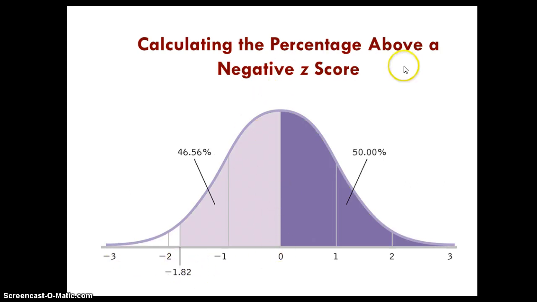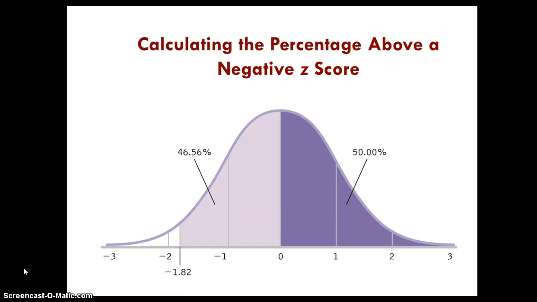If we wanted to know what percent fell above a negative Z-score, you can see why it might be important to draw some of these pictures. You still have the same cutoff here, but when we start talking about above a negative Z-score, then we have to add in this whole half of the distribution that we're not working with, and we have this 46.56% that's mean to Z. So that gives us 96.56% of the scores fall above a negative Z-score of 1.82.